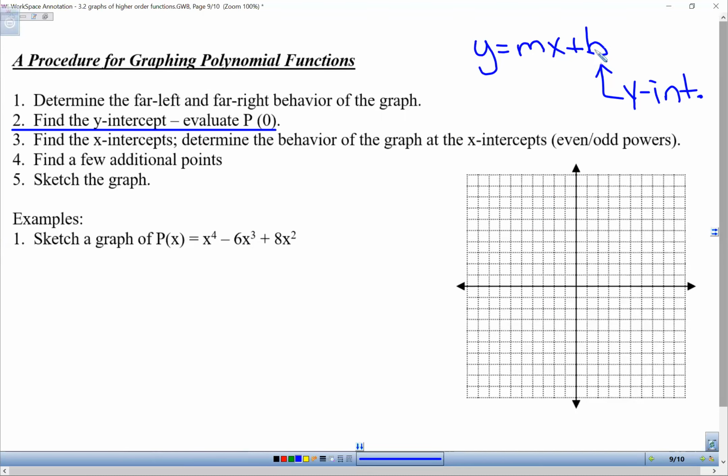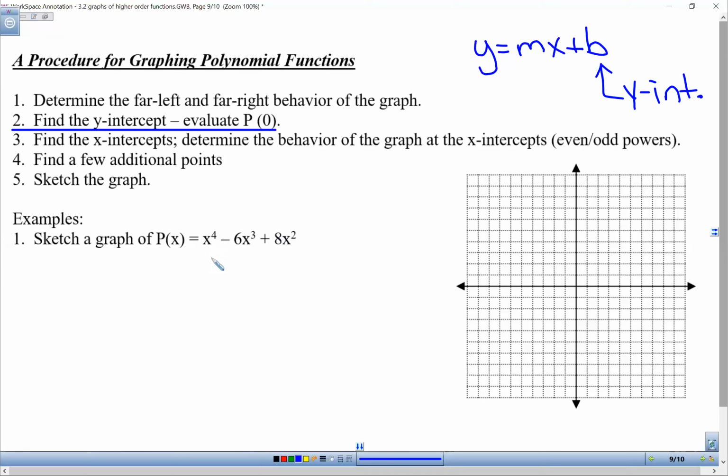However, if there is no number, like you can see in this example, everything has an x. So in this case, the y-intercept is 0. So if you have a single number by itself, that's your y-intercept. If you have nothing by itself without a variable, then the y-intercept is 0.